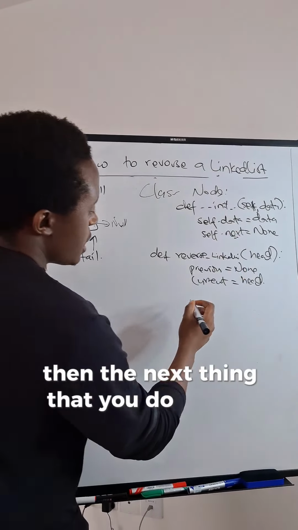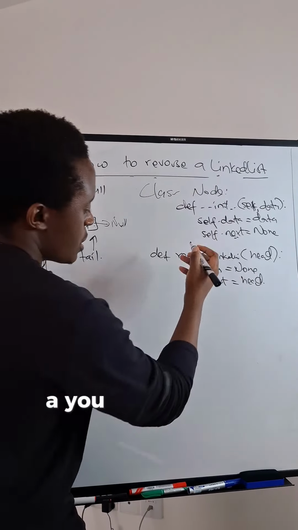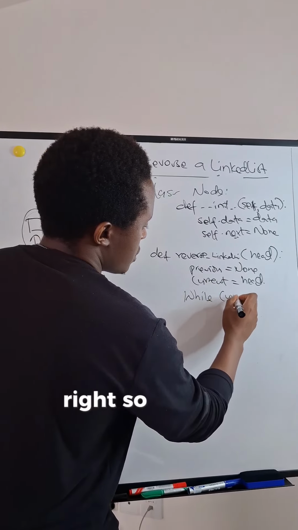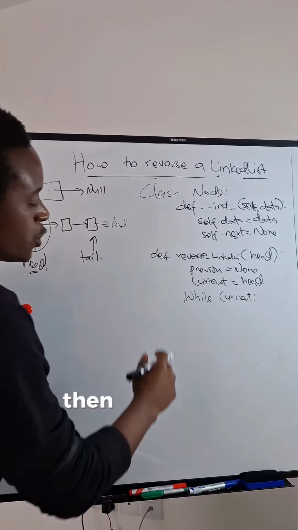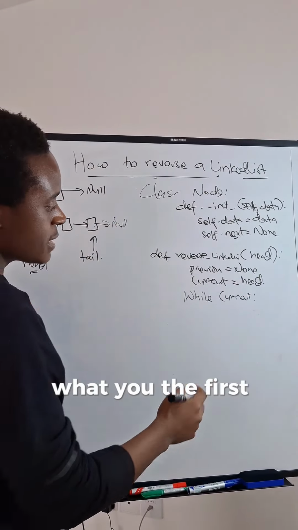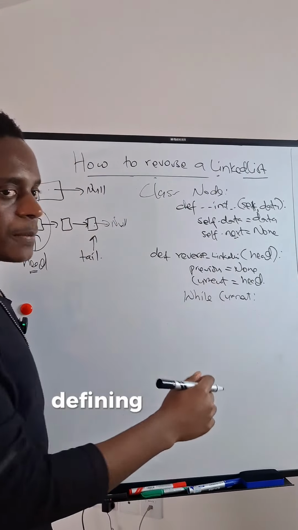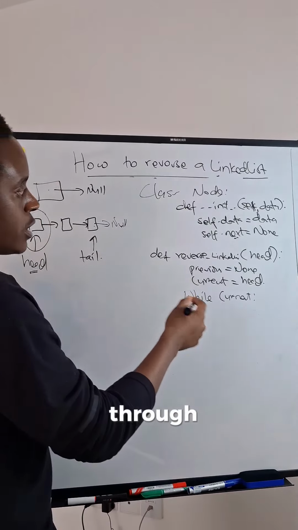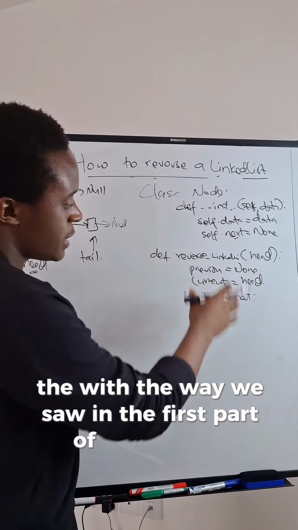Then the next thing you do is create a loop, and you just say while current. Then we do the reversing that we want to do while it is current here. The first thing you do is start defining what the previous looks like, and then you start reversing everything through, the way we saw in the first part of this specific video.